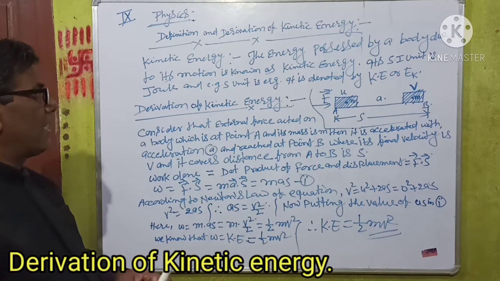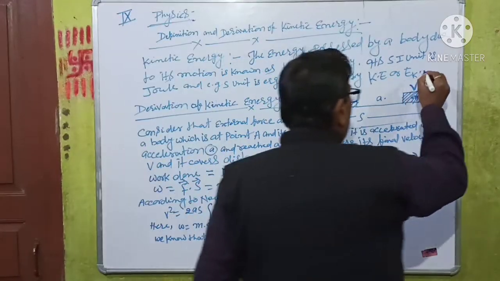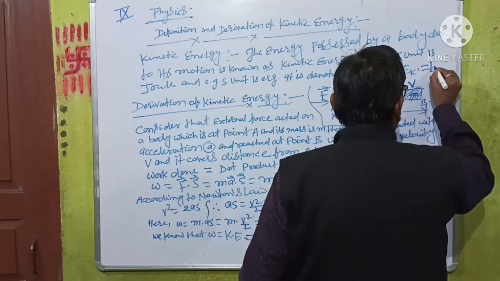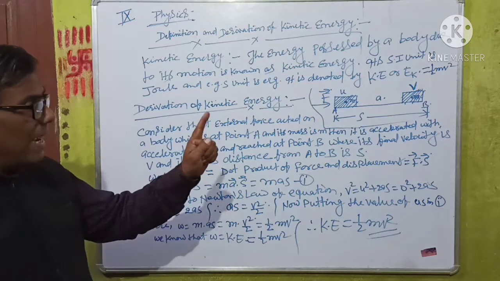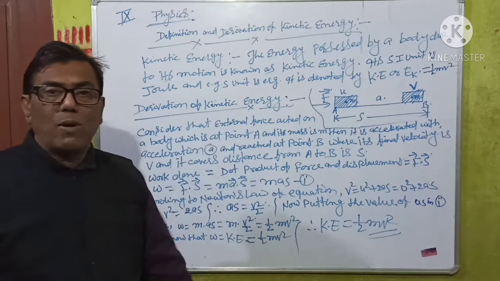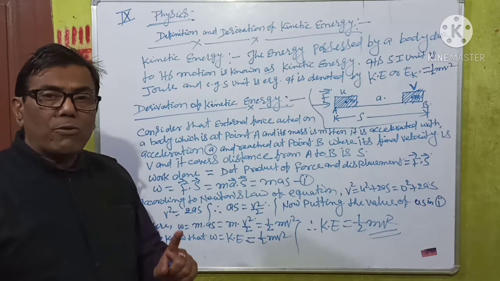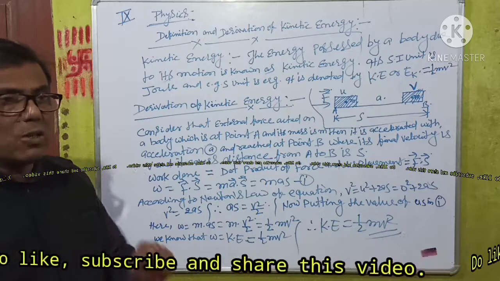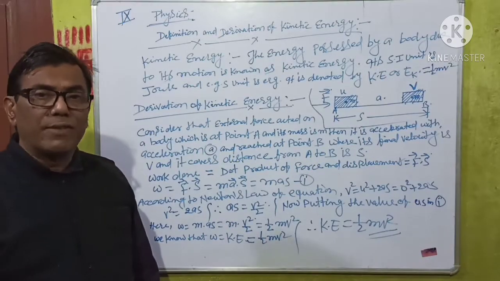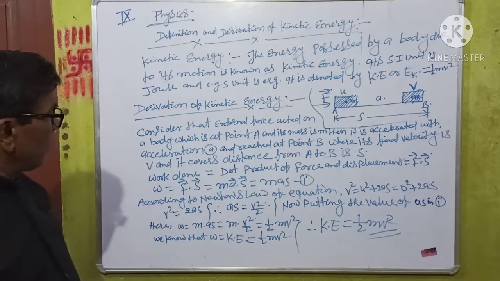Derivation of the kinetic energy. Here KE or EK is equal to half mv squared. So we can say kinetic energy is equal to half mv squared, meaning half of the product of mass and square of velocity is known as kinetic energy. It is known as the mathematical definition.